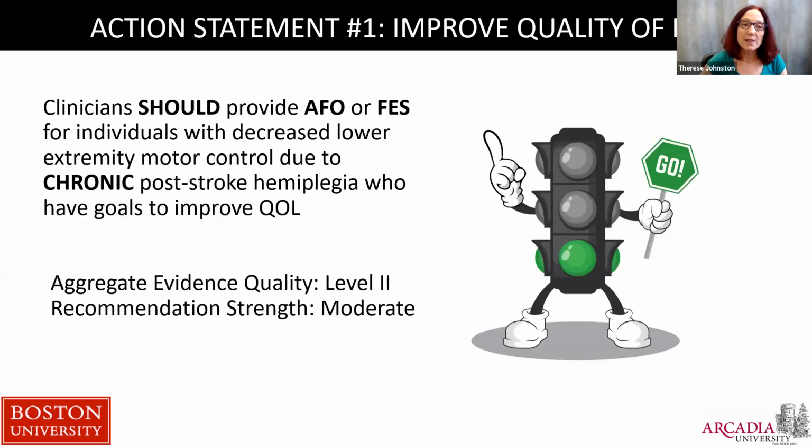So looking at each of these individually, first we'll look at action statement 1 on quality of life. And the action statement for this outcome is that clinicians should provide an AFO or FES for people with chronic post-stroke hemiplegia. And looking at the quality of the evidence, it was level 2 overall when looking at all of the studies together that reported on quality of life. And our recommendation strength here was moderate, but we give this a green light and can move forward with this action statement.